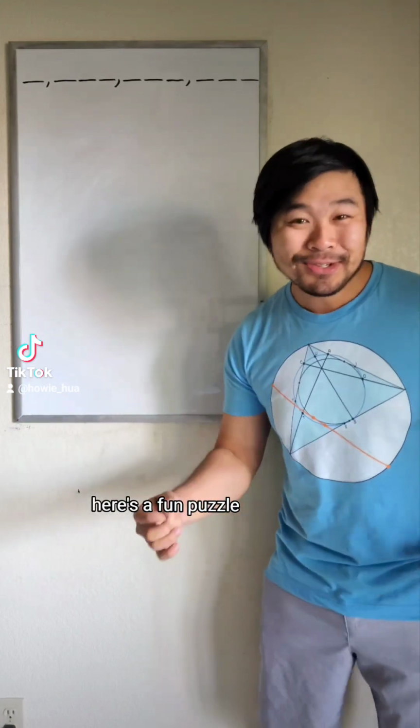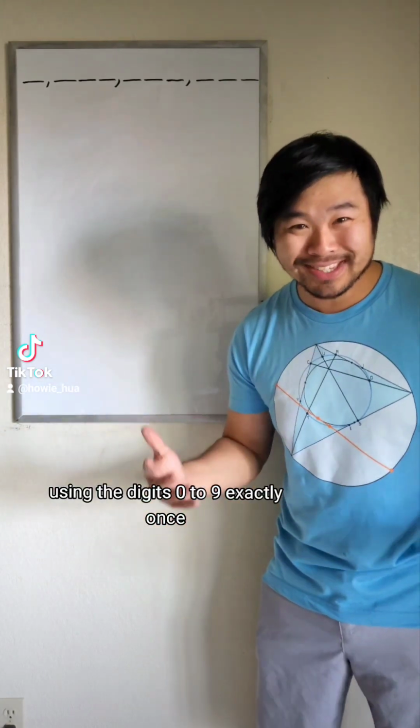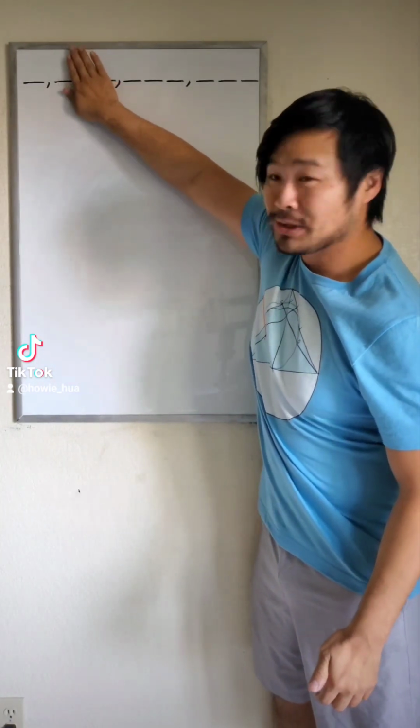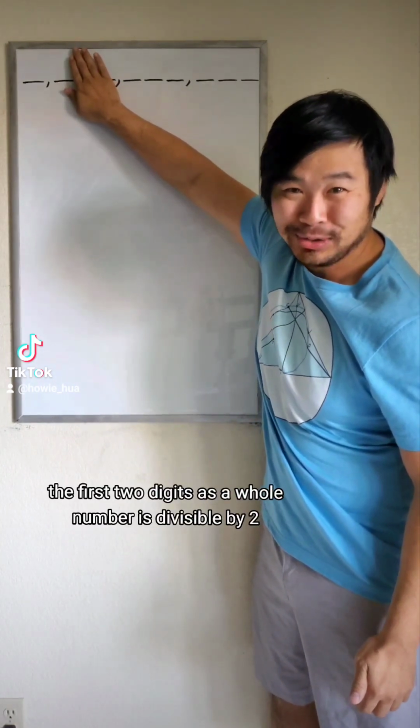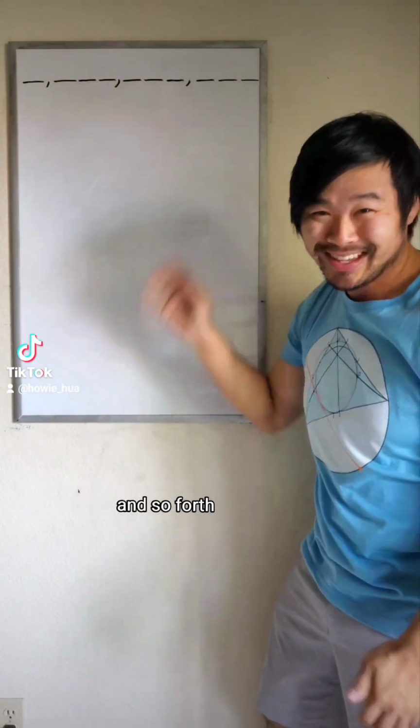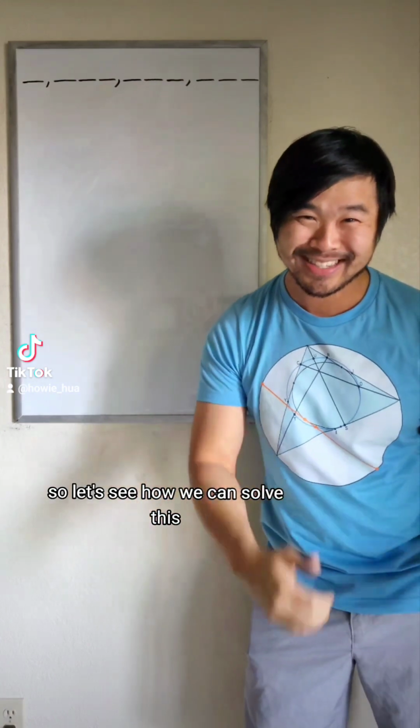Here's a fun puzzle. Using the digits 0 to 9 exactly once, create a 10-digit number where the first digit is divisible by 1, the first 2 digits as a whole number is divisible by 2, the first 3 digits as a whole number is divisible by 3, and so forth. So let's see how we can solve this.